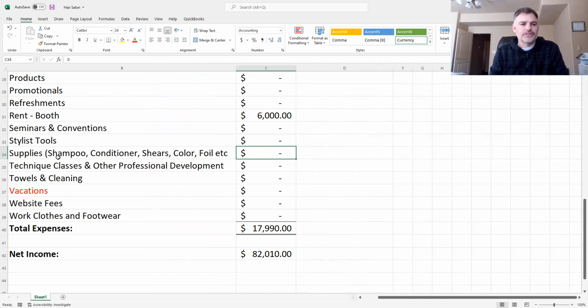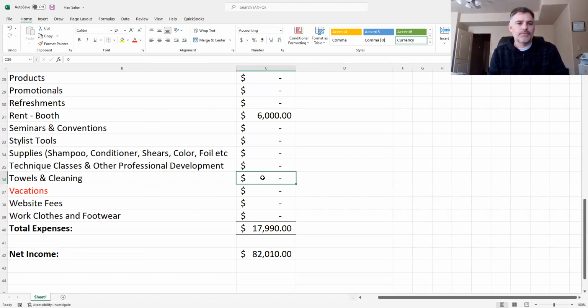So if you're buying any shampoos, conditioners, shears, colors, foils, etc., we want to make sure we're keeping receipts of all those. And a lot of times my stylists really only buy their products from 2 different vendors, so it's pretty easy for them to keep all their receipts. And then technique classes and other professional development is good.